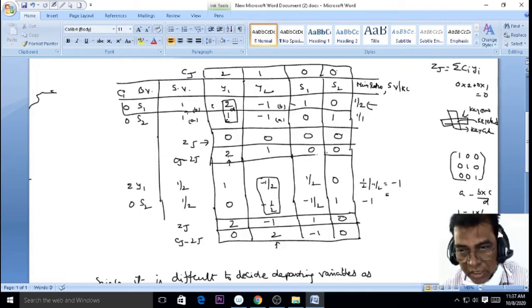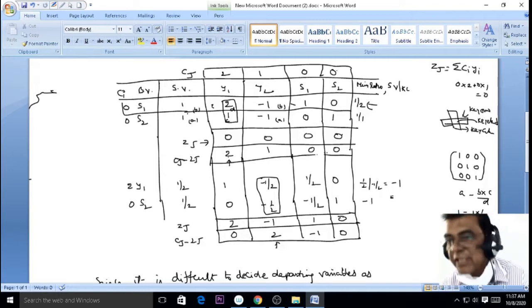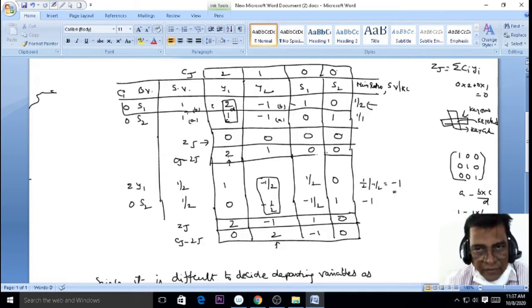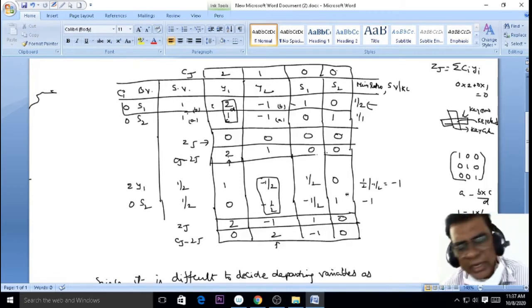If both are negative values, immediately stop the problem. Don't continue, because the minimum ratio is negative. If any one of these two is positive, take that row as the key row. Once you get the key column and key row, again apply our same logic, A minus B into C by D, like this only. So immediately, both are negative.